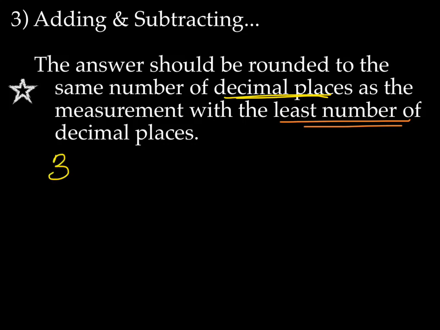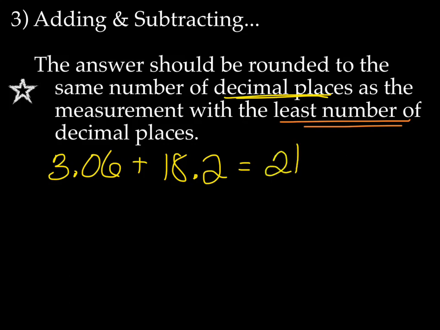How about 3.06 plus 18.2? Okay, if you put that in your calculator with me and check my answer, I got 21.26. Now we need to figure out how to round the answer. Remember, this time, because we're adding, we're not going to count the number of significant figures. We're going to count the number of digits after the decimal. So here we have 2 digits, and here we have 1.